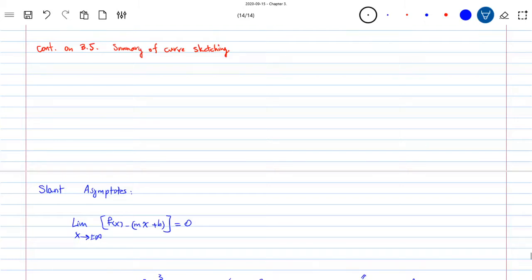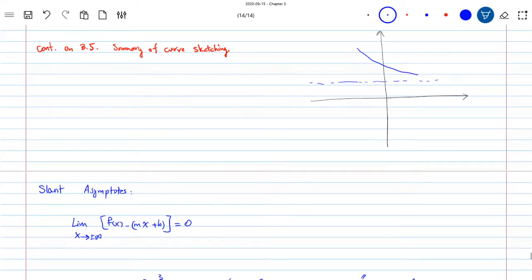This section I'm going to introduce something called a slant asymptote. But first, let's see what a slant asymptote is through a graph. Let's assume you have a graph of f of x. If I ask you what is a horizontal asymptote, you'll notice that this dashed line where the graph approaches infinity, that would be considered a horizontal asymptote.